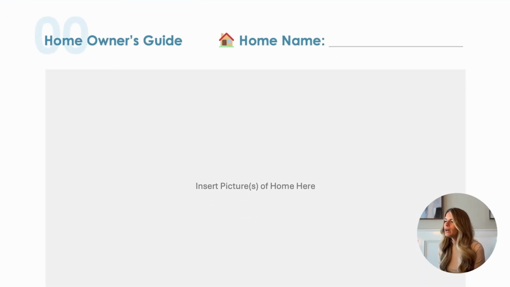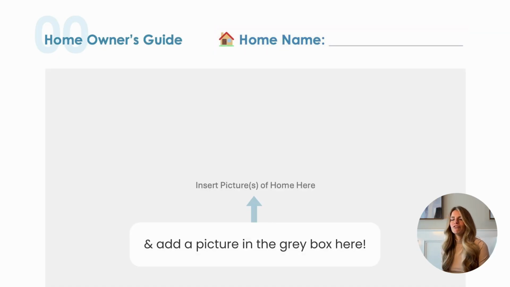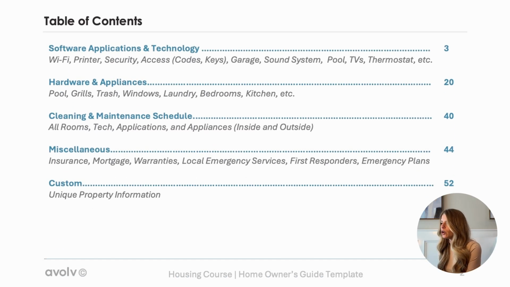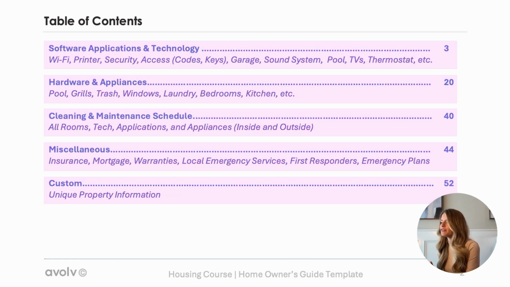On this first page, go ahead and give your home a name. If it's just your family name, home, that's fine. Or if you have a fun home name, go ahead and add that in there. And then you have your table of contents. All of the items of your home are categorized and broken up into 5 different sections.